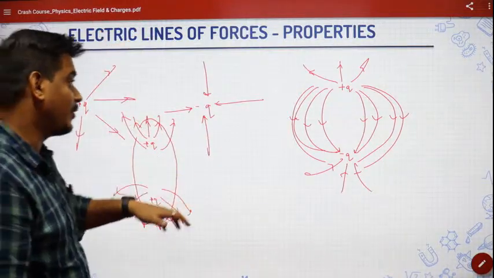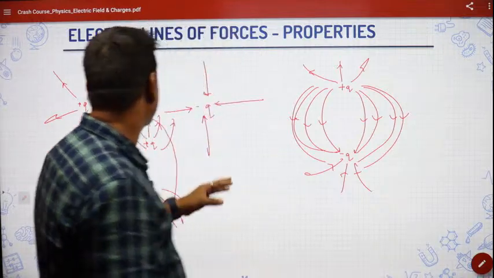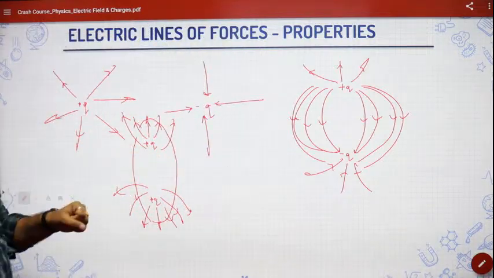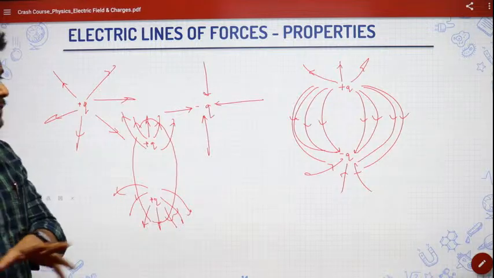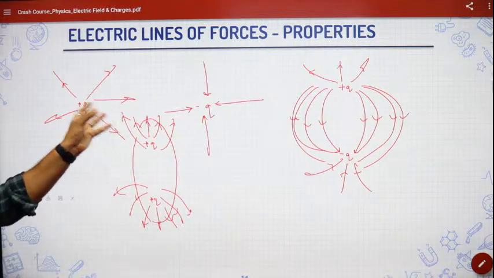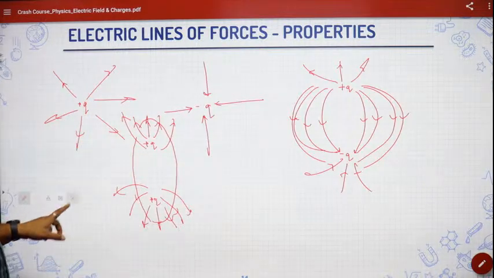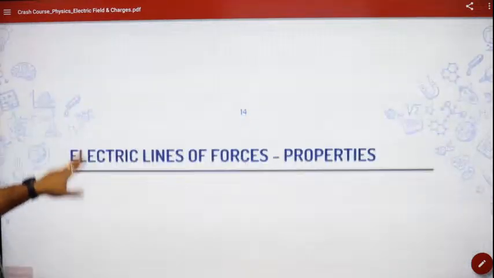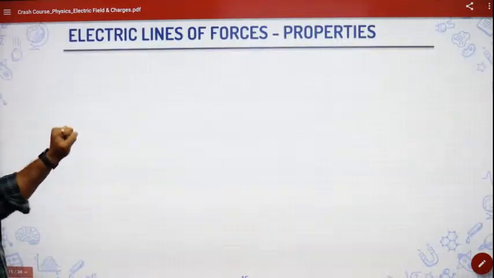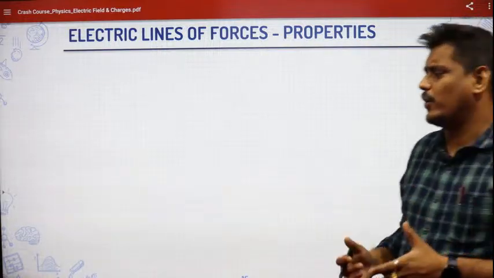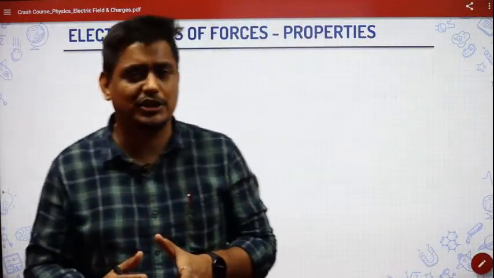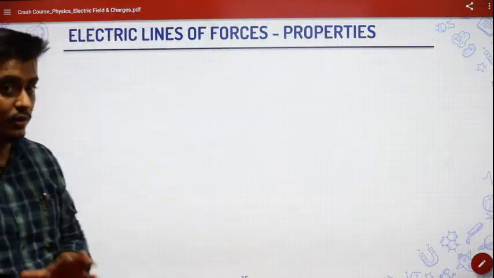So that is very important to know about different kinds of electric lines of forces for different cases. I have still not gone into the properties of them. I'm just telling you what are electric lines of forces, and for different charge conditions, what are those. So if I go to the next page now, to just know about the properties of electric lines of forces, you can just note it down, because I have seen some questions coming directly from this part also.